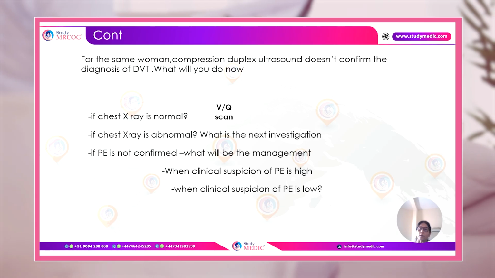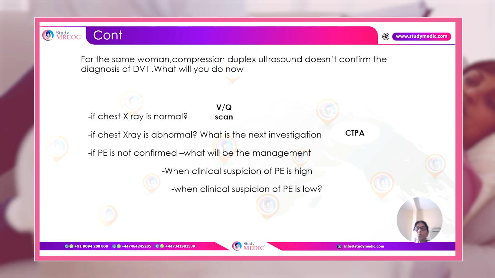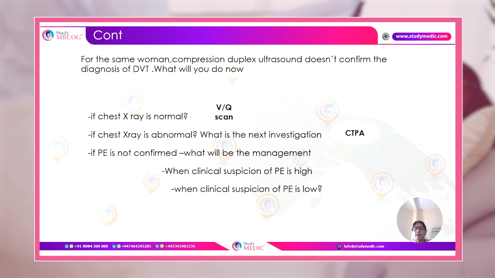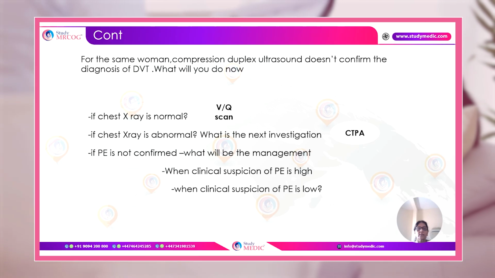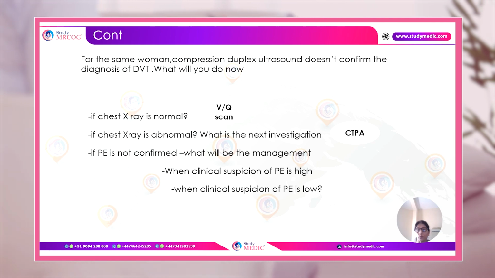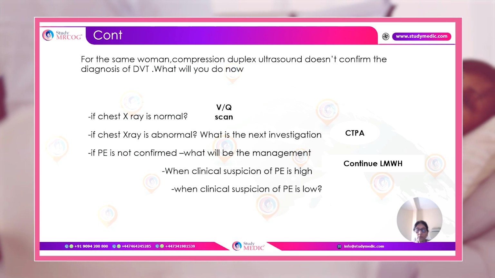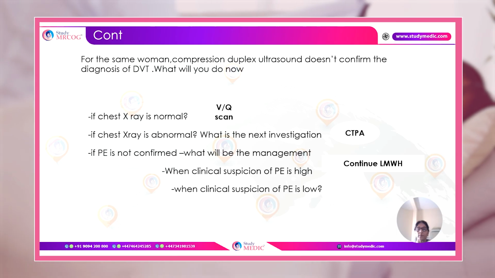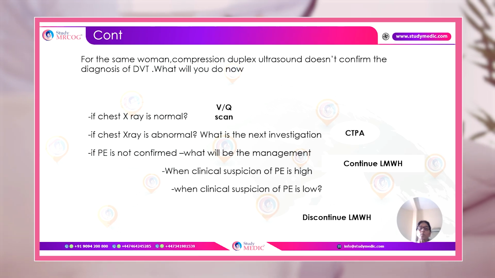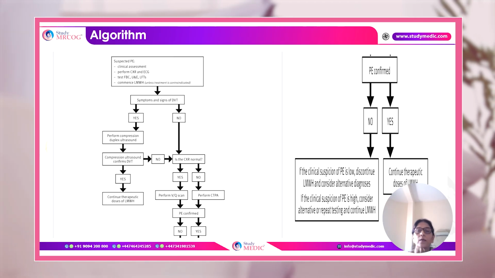If the X-ray chest is abnormal, then you will go ahead and do a CTPA, because the CTPA will show you in more detail what is the likely abnormality, whether it is a pulmonary embolism, bronchiectasis, atelectasis, or some sort of infection. Okay. Now, if pulmonary embolism is not confirmed at all, then what do you do? If the suspicion of pulmonary embolism is very high, remember it is a life-threatening condition, so just continue to give low molecular weight heparin. But when the suspicion of pulmonary embolism is low, you can discontinue low molecular weight heparin, and you can consider some other diagnosis.